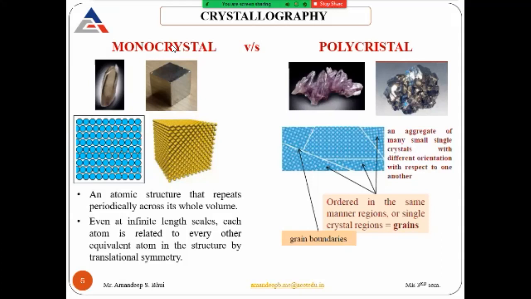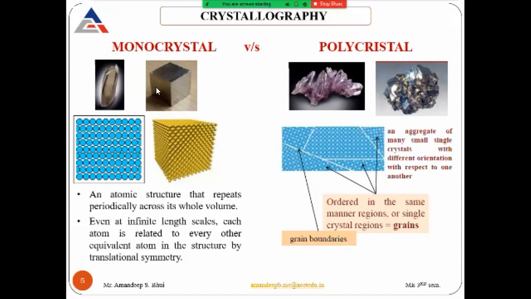Then comes the polycrystal solid. In a polycrystal solid, the structure follows a symmetric arrangement up to a certain extent, and after that the crystal's direction or orientation changes. If you look at the diagrams on top, you will find a crystal formation in a disordered form. The formation is not orderly.